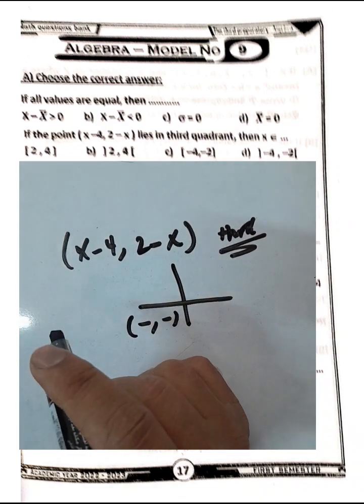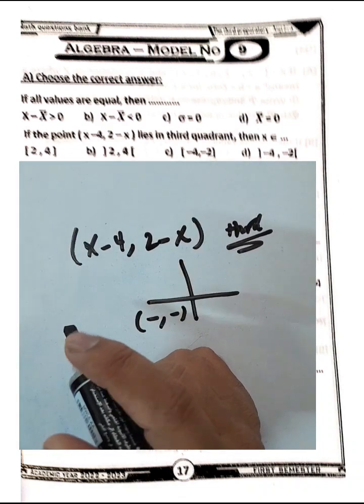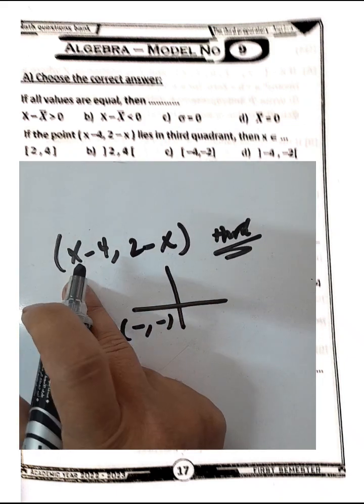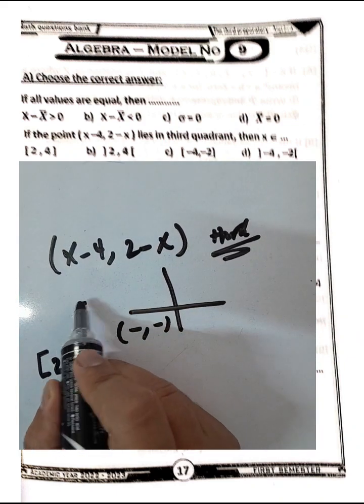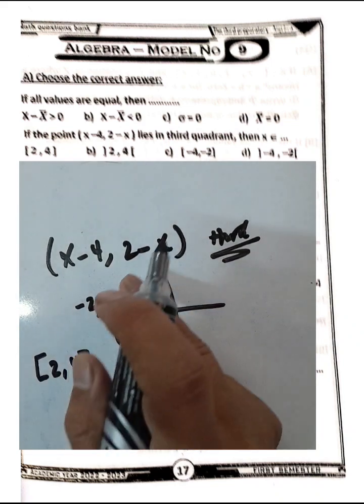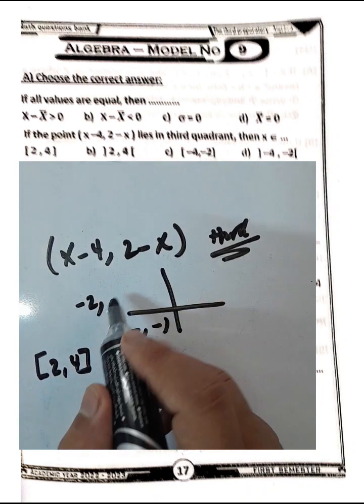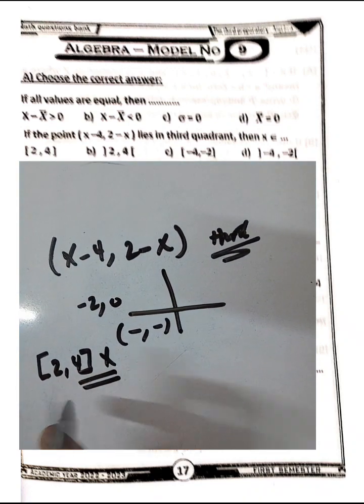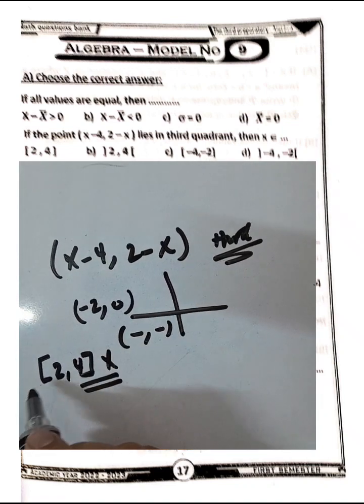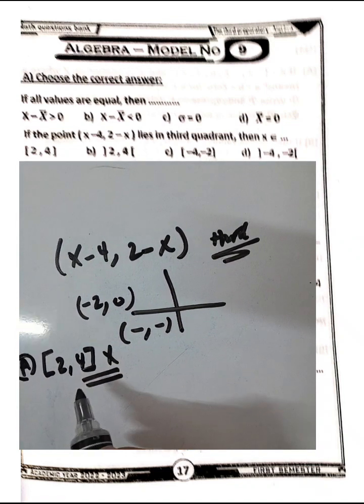Letter A gives us the closed interval from 2 to 4. Put 2 here: 2 minus 4 will be negative 2, and 2 minus 2 is 0. So this interval is false, because the result was negative 2 and 0. Letter A was false.